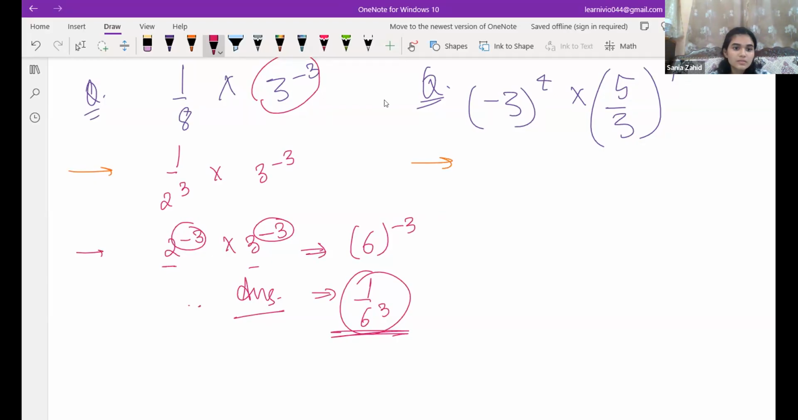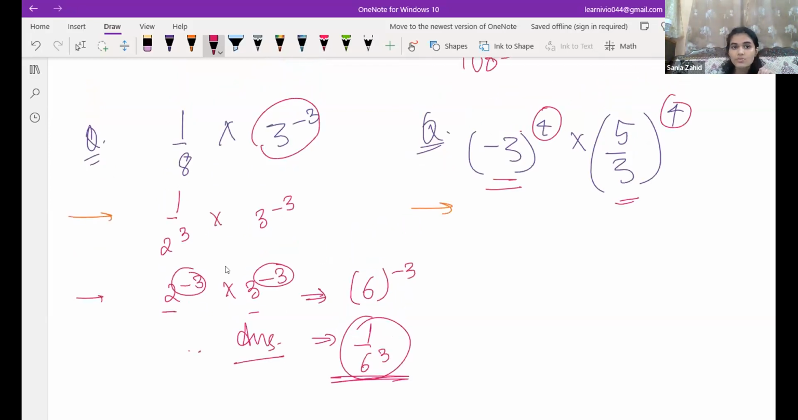Yes, ma'am. Okay. Now the next question is, for the second one, I got 5 by 3 to 4. I'll solve the second one also for you. So first of all, it's minus 3 to the power 4 into 5 by 3 to the power 4. Now children, look very carefully. You have two bases. What are my bases? My bases are minus 3 and 5 by 3. These are my bases. And you have the same power. Now what's my power? Power is 4 over here as well as here.